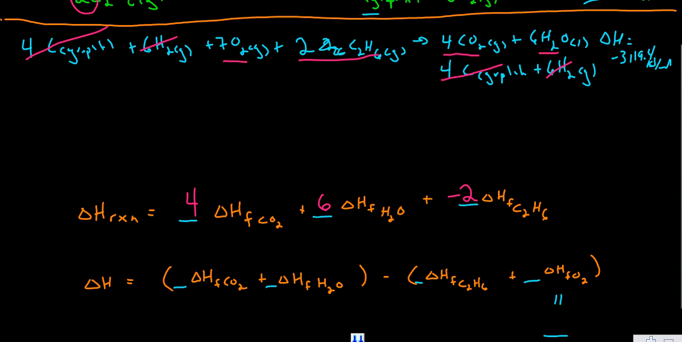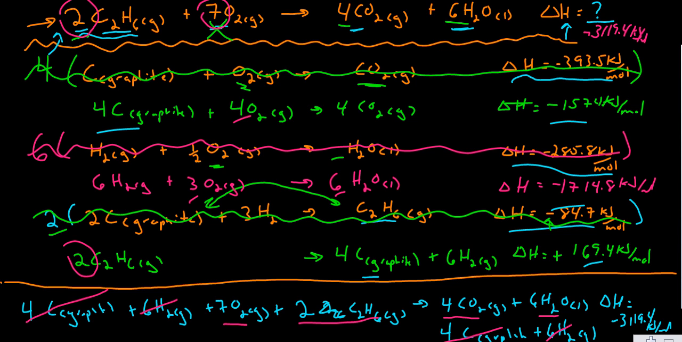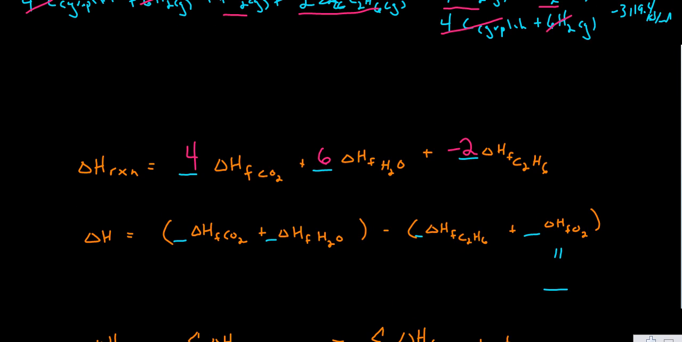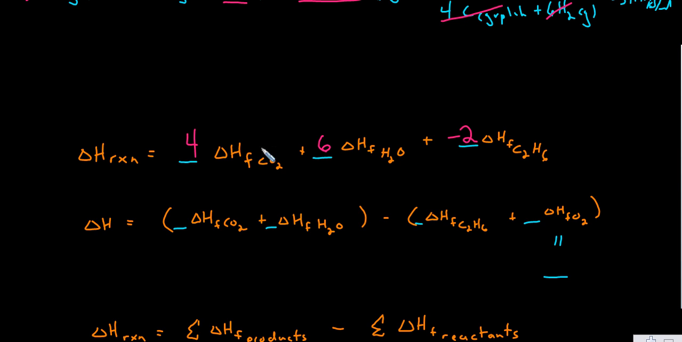What do I mean by heats of formation? I mean the heat to form a CO2 from its elements, or the heat to form a water from its elements in their normal stable states, or finally the heat to form a C2H6 from its elements. So this is essentially what we did. We multiplied the CO2 by 4 and the H2O by 6 and the C2H6 by 2. Actually, negative 2.